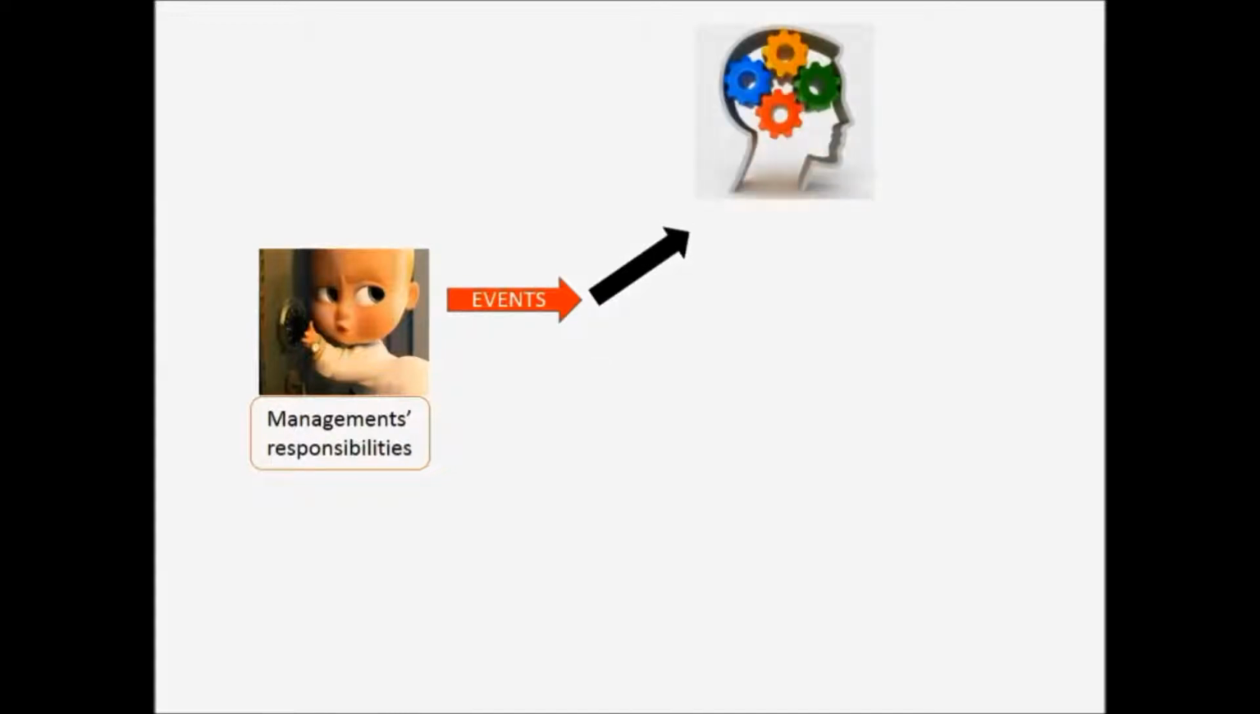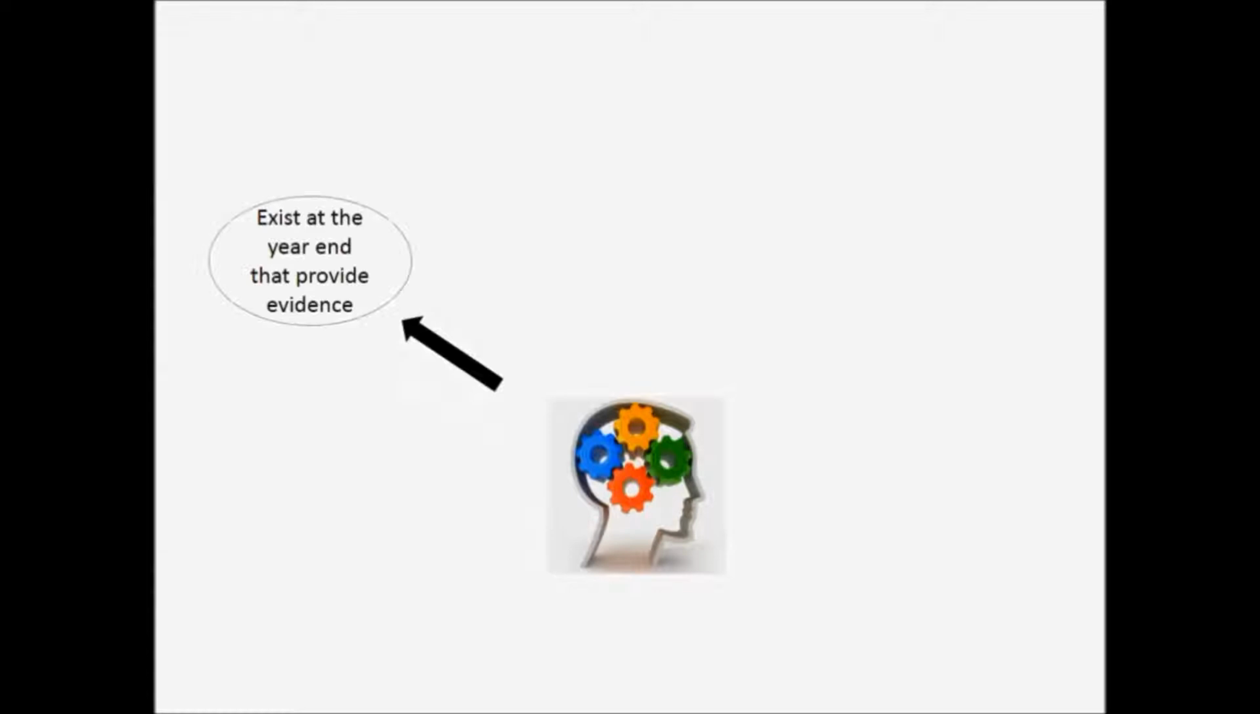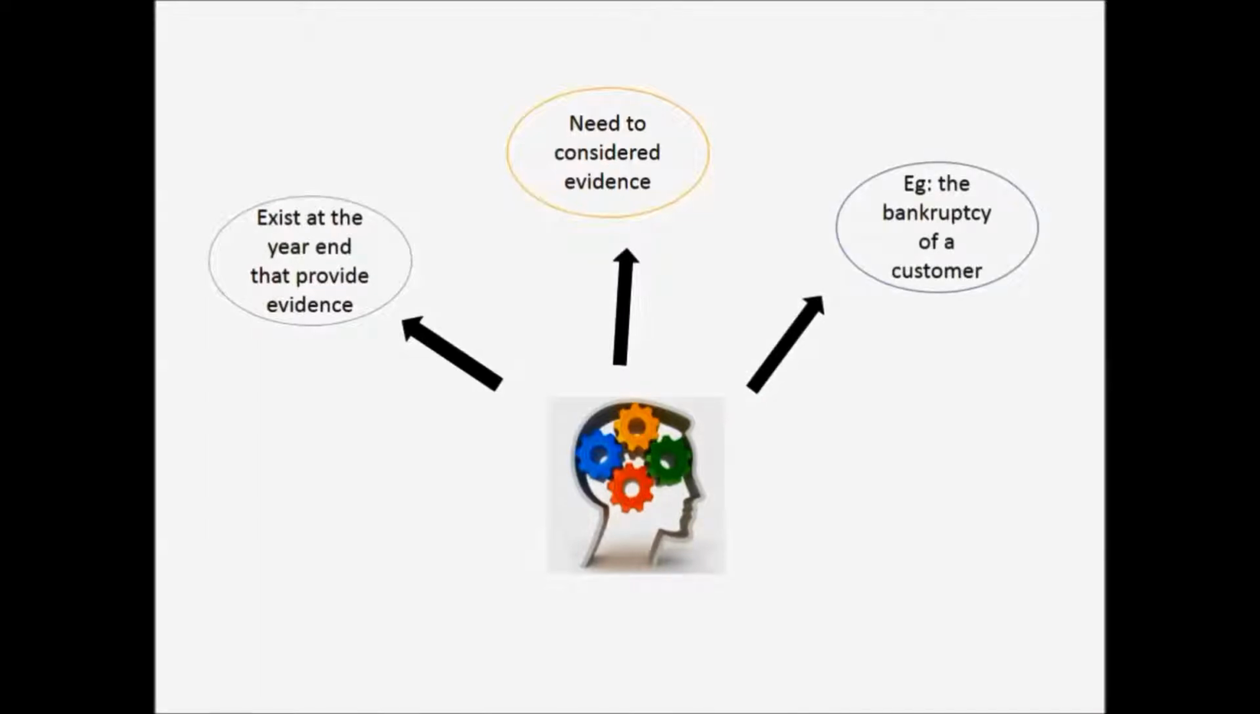There are two types of events. The first one is adjusting events. Adjusting events exist at the year end and provide evidence. The management needs to consider such evidence for the disclosure of the financial statement. For example, the bankruptcy of a customer after the reporting date confirms that an allowance is required against an outstanding balance at the reporting date.